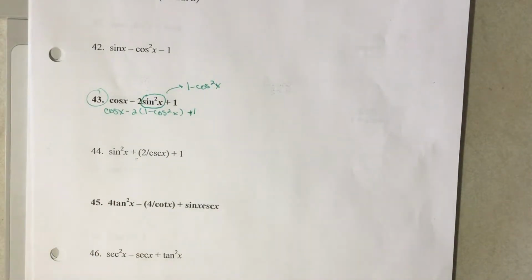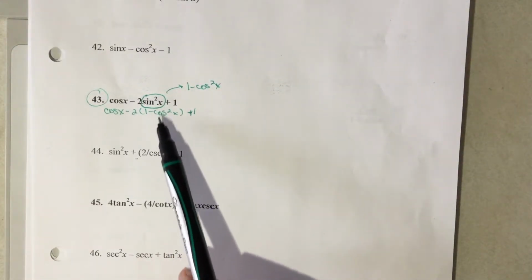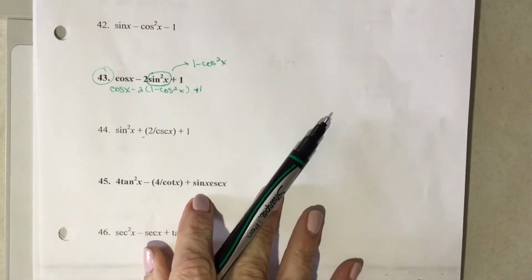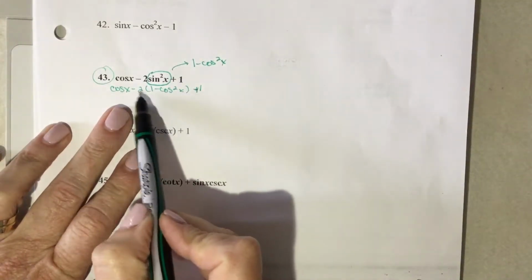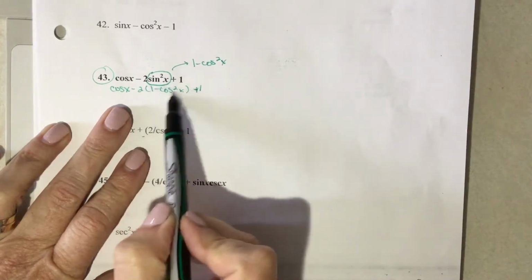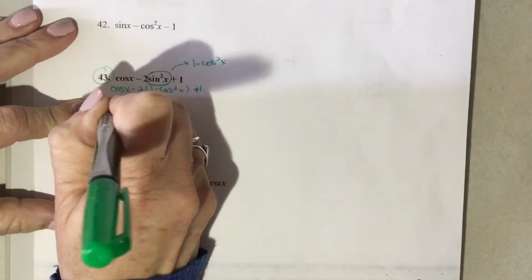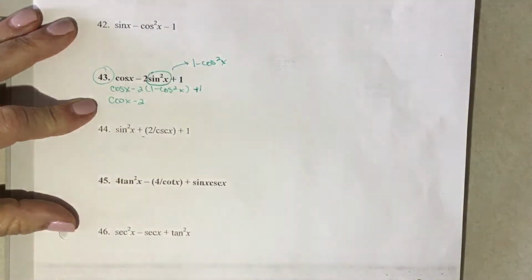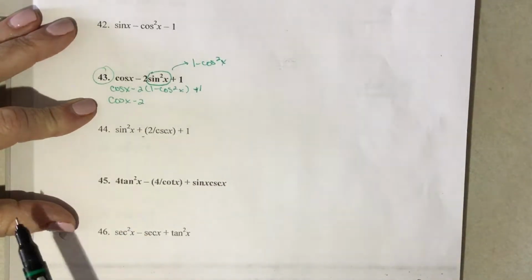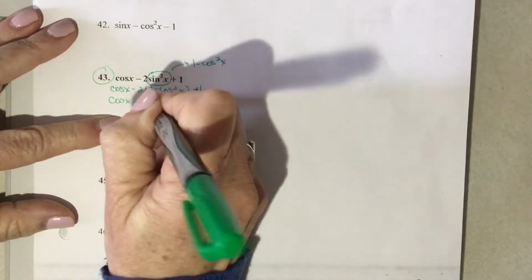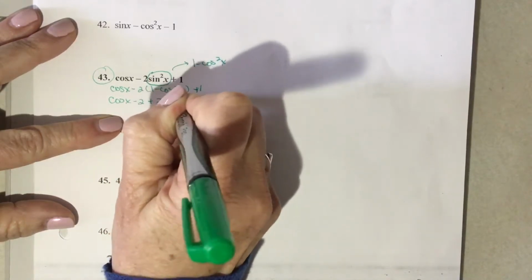Everybody see where that substitution came from? Okay, off of our Pythagorean identity sheet. Now what I'm going to do is distribute this -2. I'm going to simplify this. So I'm going to distribute this -2 to everything inside that parenthesis. And I end up with cosine x minus 2, because -2 times 1 is -2, and -2 times negative cosine squared is a positive 2 cosine squared x plus 1.